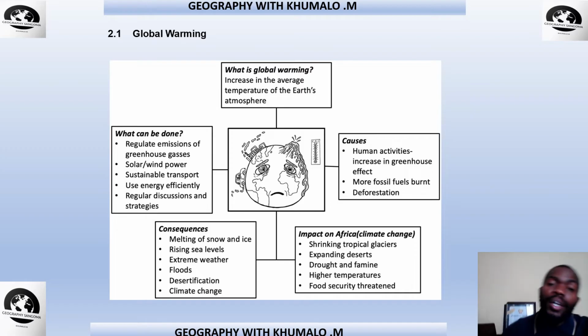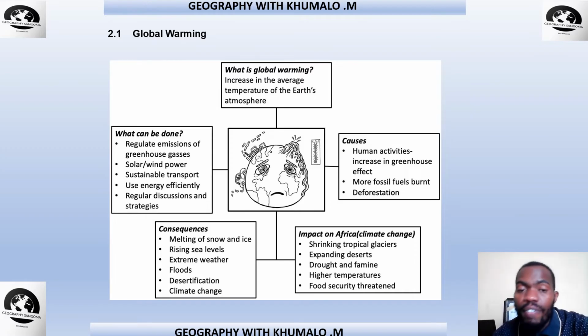Now we know that as these greenhouse gases continue to have a greenhouse effect on our atmosphere, we are going to get a process or a climatological phenomenon which is known as global warming. What is global warming? An increase in average temperatures of the Earth's atmosphere. So when there is an increase in the average temperatures of the Earth's atmosphere, then we call it global warming. Now, what causes global warming?